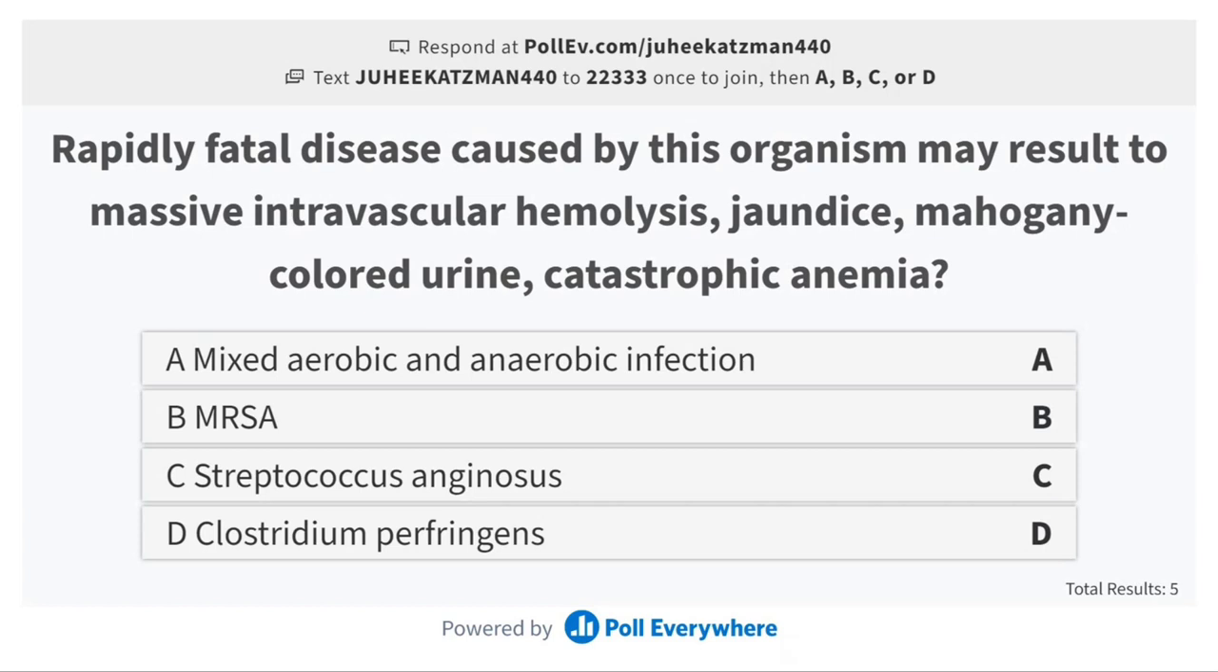Again, we're sort of describing also a very shocky patient, right? And rapidly. So if we don't recognize this clinical syndrome, these patients can die very quickly. And if we don't initiate all the treatments.